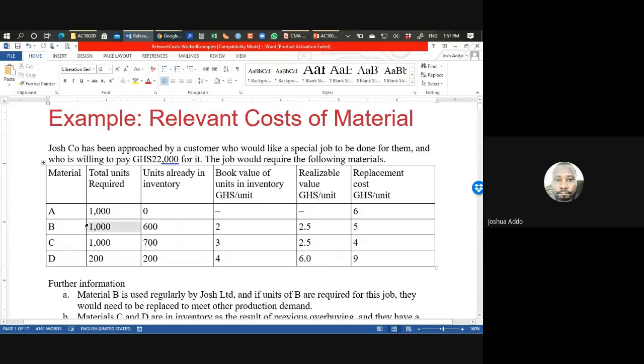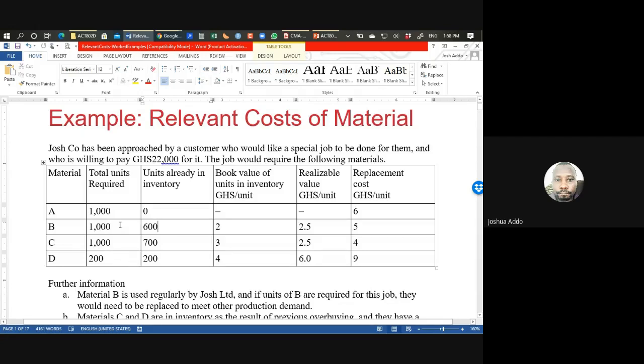Material B, we need 1,000 for the job, but we already have 600 in our warehouse. And let's read the footnote. Material B is used regularly by Josh Limited, and if units of B are required for this job, they will need to be replaced. So even though we have 600 of material B in inventory, which the job can use, the job cannot use it for free. When we use, we need to replace. In other words, we will have to get the whole of this 1,000 of material B for the job.